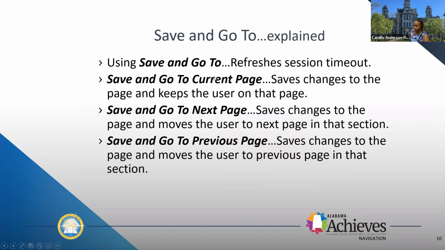Okay, so here's a little bit more of a detailed explanation. Using the save and go automatically refreshes it so that you don't lose your information. You can save it and you can go to your current page, so you're just staying on the page that you're on, but you're saving your information. You can save and go to the next page, which allows you to see the next screen in the application process. Or if you want to make a correction, you can use the save and go to the previous page. So those are your options in terms of navigating within the system.